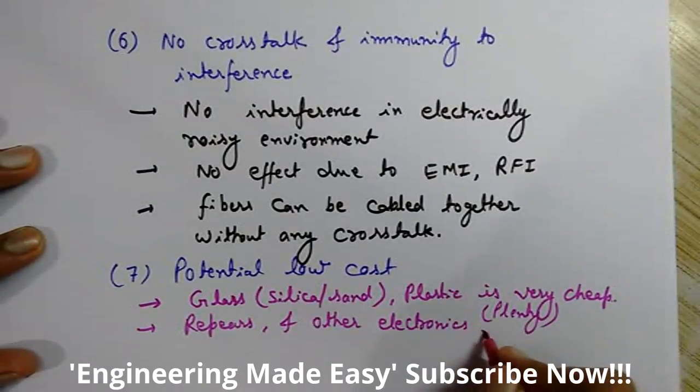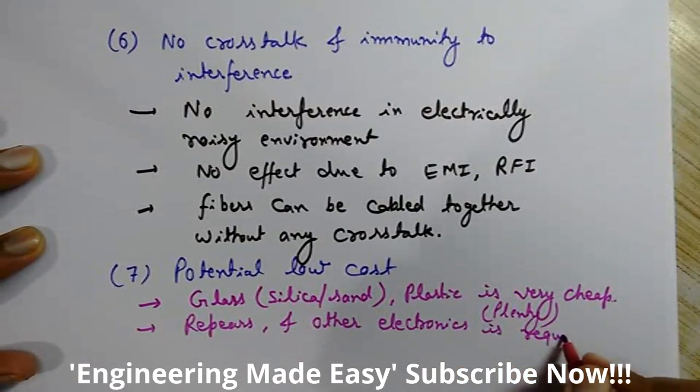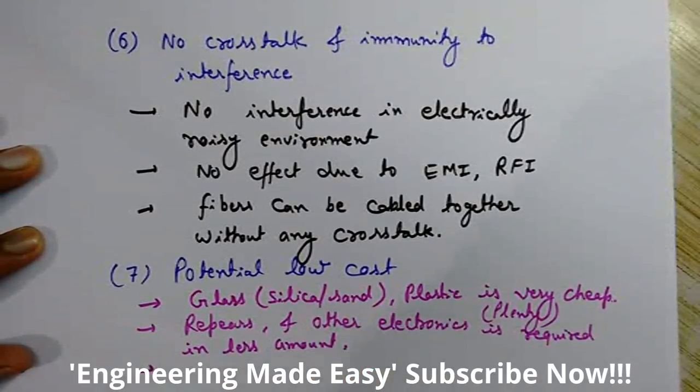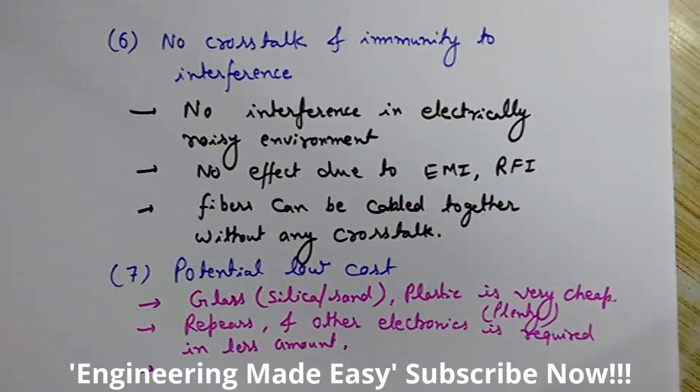Repeaters and other electronics are required in less amount, so it further reduces the cost, as repeaters and the associated electronics for improving the signal and other purposes cost very high. So this cost is reduced because of low losses.